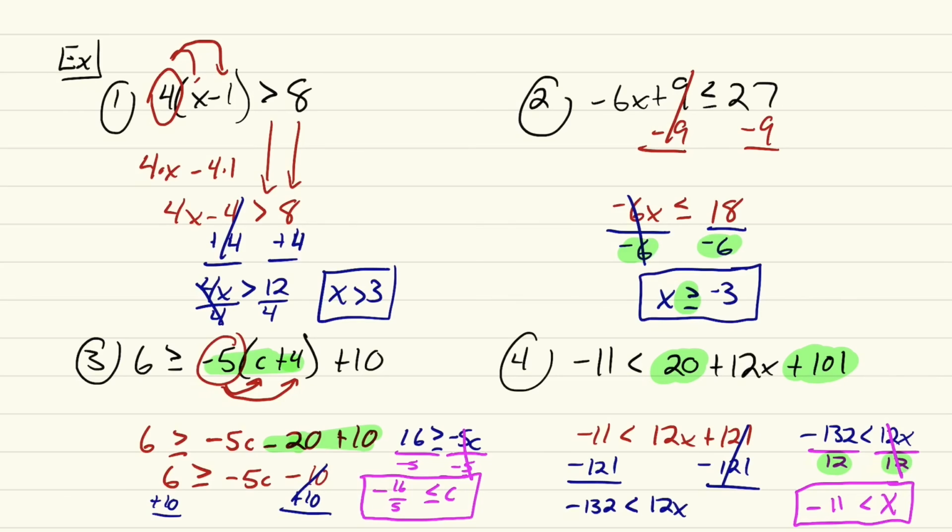So, solving these problems is exactly the same as when we solved equations. The only rule is that if we multiply or divide by a negative, whenever that comes, we have to flip the sign. And as long as you remember to do that, then everything else is the same from Chapter 4. So hopefully this has helped you in solving two-step and multi-step inequalities.